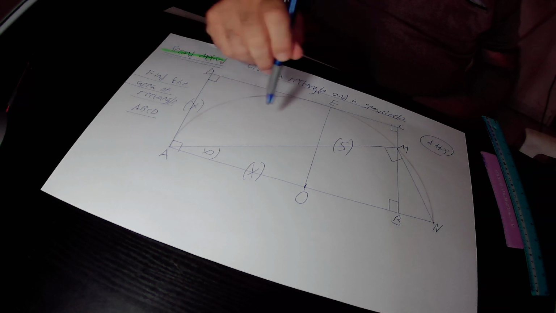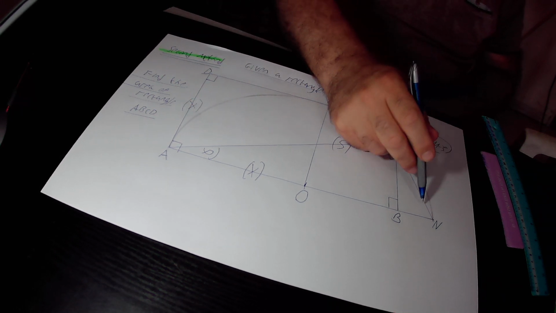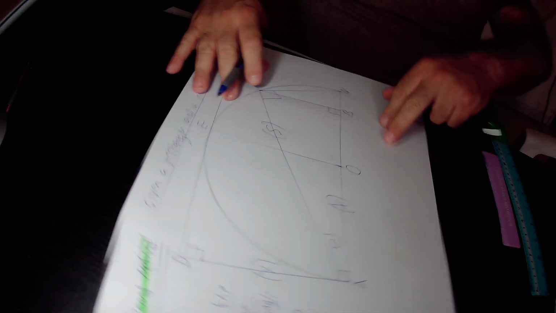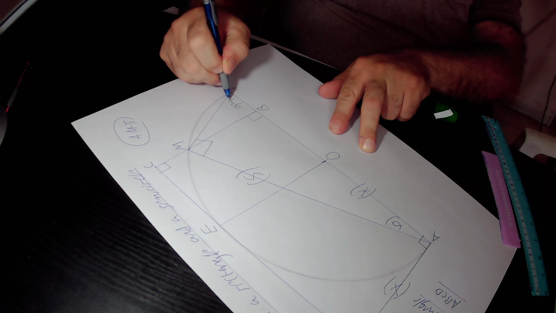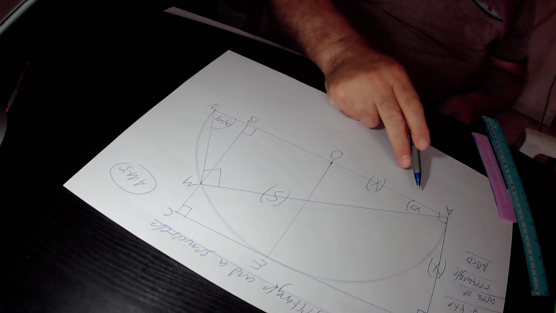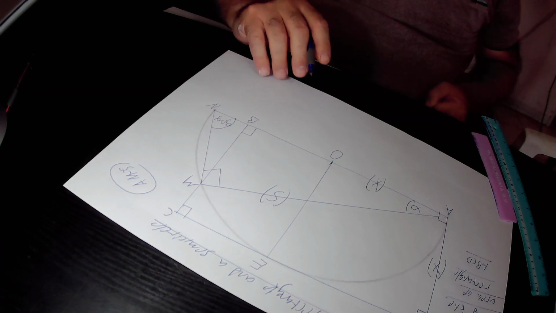In this right triangle AMN, this angle equals alpha, this angle equals 90 degrees, and therefore this third missing angle must be equal to 90 degrees minus alpha. Why? Because 90 degrees minus alpha plus alpha is 90 degrees, and 90 degrees plus 90 degrees is equal to 180 degrees, that is the sum of the angles in any triangle.